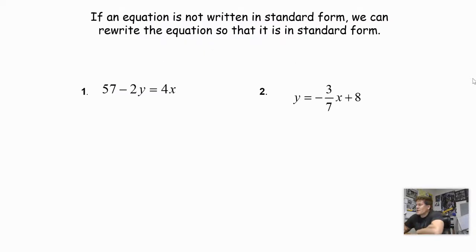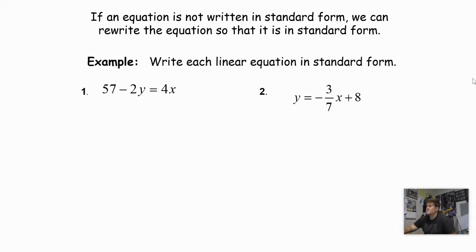Let's take a look at some examples. 6 big examples for today. We have like 2 of each type. The first 2 are these 2 right here, where we're taking equations and rewriting them to be in standard form. This first one here, we have 57 minus 2y is equal to 4x. So we're going to move this thing around to make it look like standard form. In standard form, we want the x and the y together on the same side.